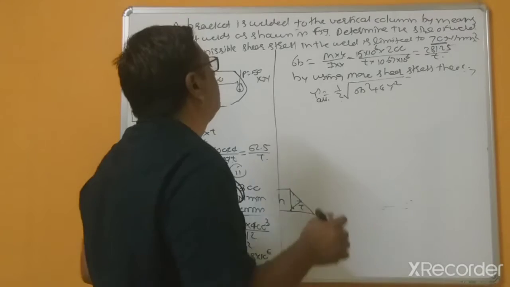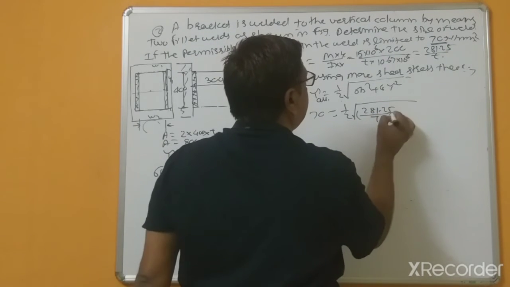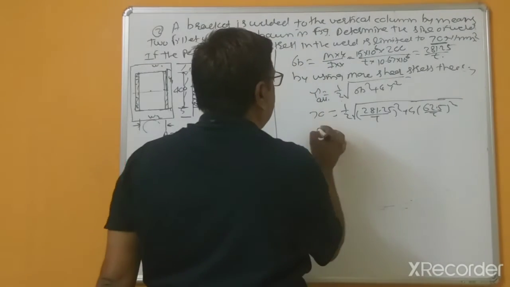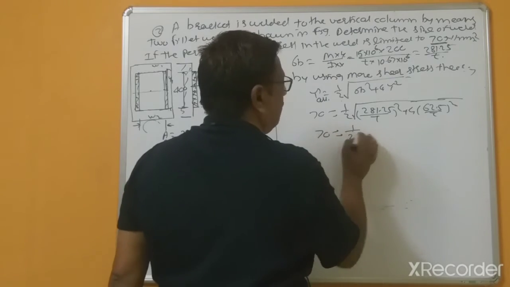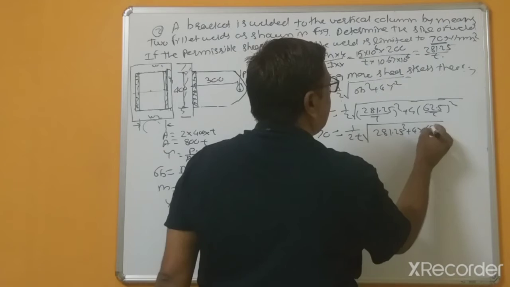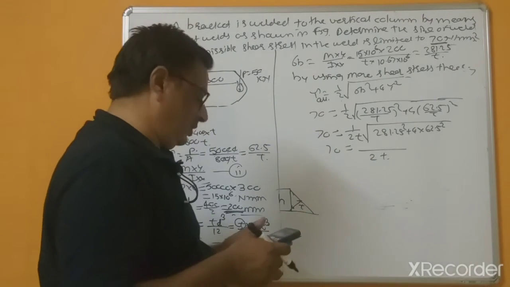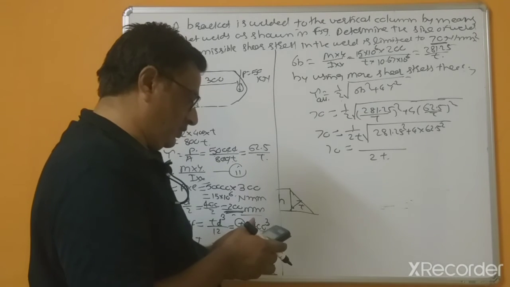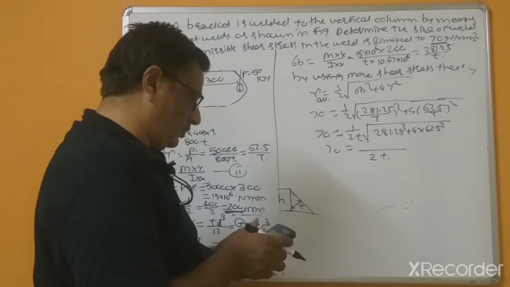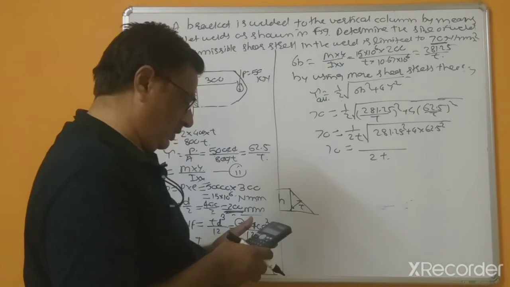Put the value: this is 70 equal to half sigma b equal to the square root of (281.25 divided by T) squared plus 4 into (62.5 divided by T) squared. Now by taking T common, 1 by 2T under root of 281.25 squared plus 4 into 62.5 squared. So I am directly writing, divided by 2, 281.25 squared plus 62.5 squared multiplied by 4, and under root.